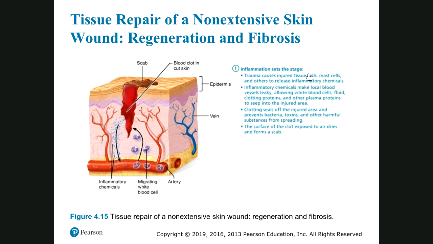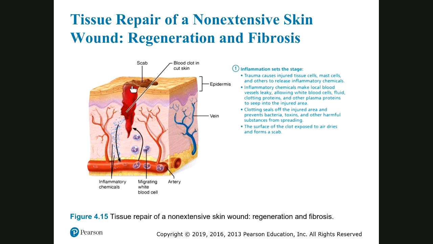Inflammation occurs after trauma causes the injured tissue cells, mast cells, and other cells to release the inflammatory chemicals. The inflammatory chemicals are going to cause our local blood vessels to dilate and also leak, which will allow our white blood cells, our fluid clotting proteins, and our plasma proteins to seep into the injured area to carry out their functions. The platelets that leak are going to clot off the injured area, and it's going to prevent further bacteria, toxins, and other harmful substances from getting into your damaged tissue or entering the body.